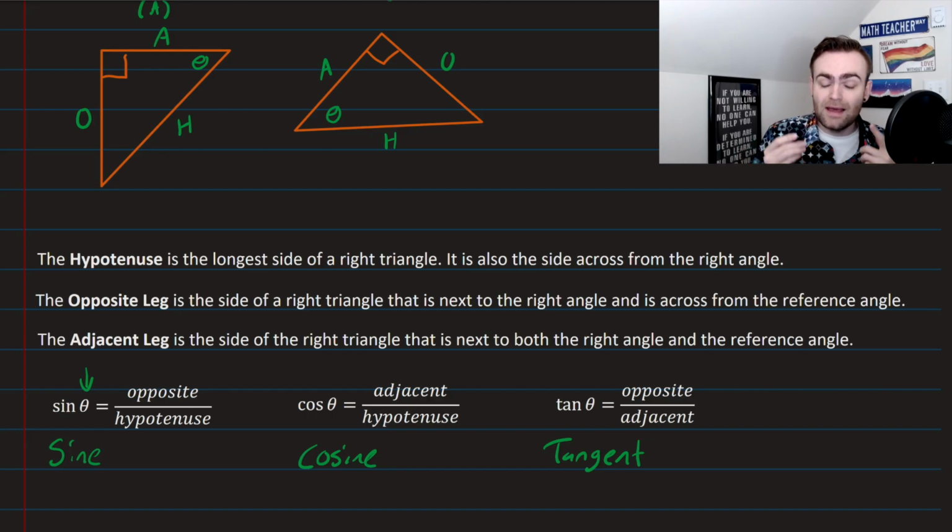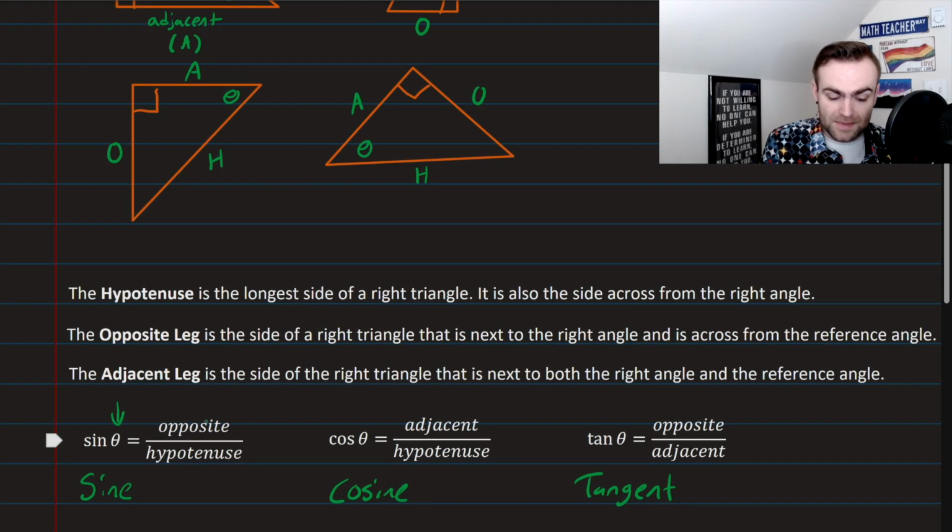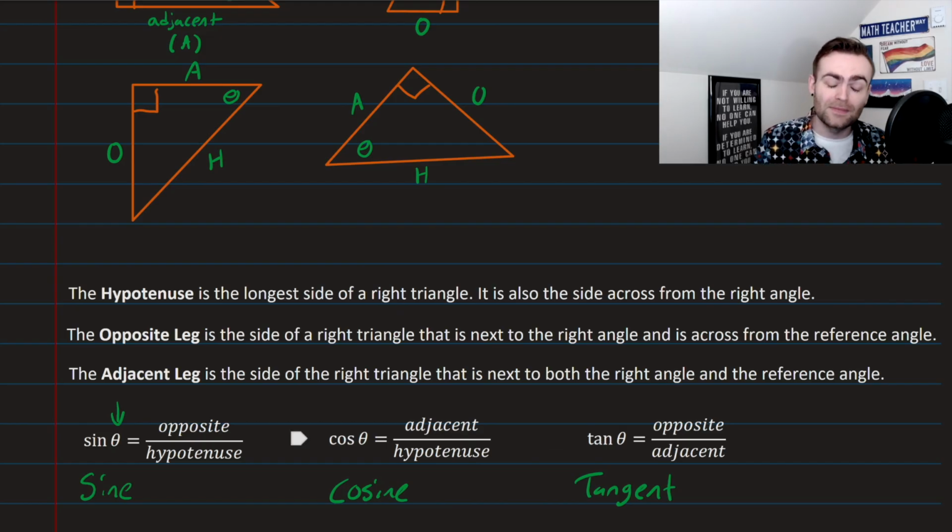You'll also see that each leg is used twice in the three ratios. Opposite is used for sine and tangent, adjacent is used for cosine and tangent, and the hypotenuse is used for sine and cosine. The opposite is always on top, as it is for sine and tangent, and the hypotenuse is always on the bottom, as it is with sine and cosine.